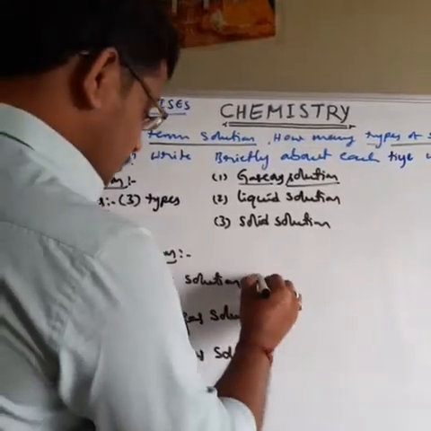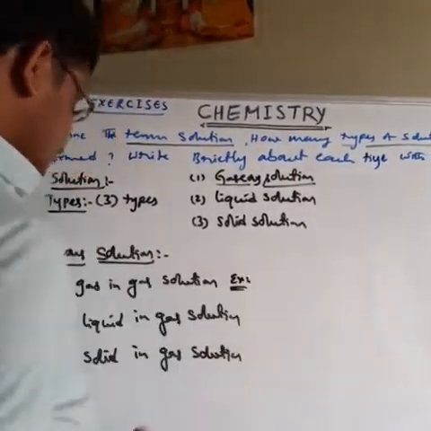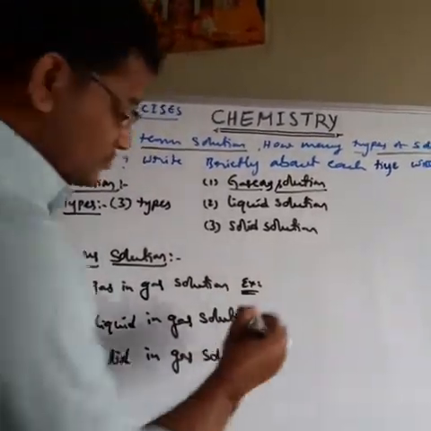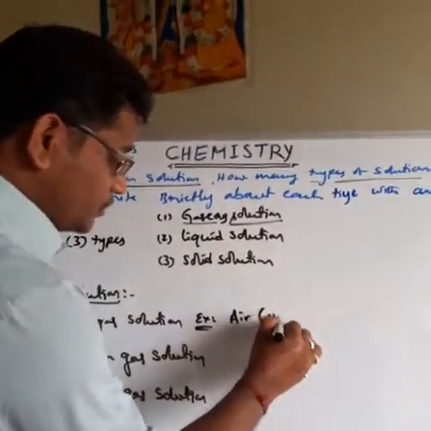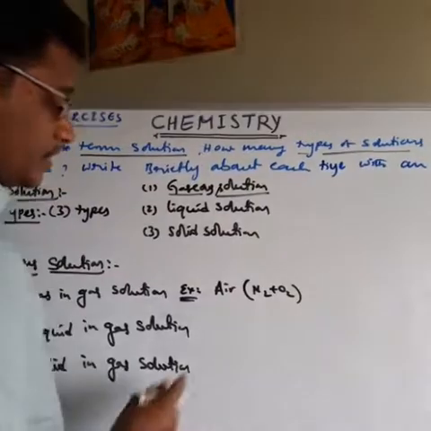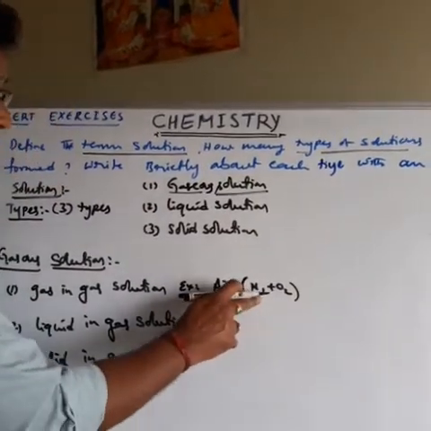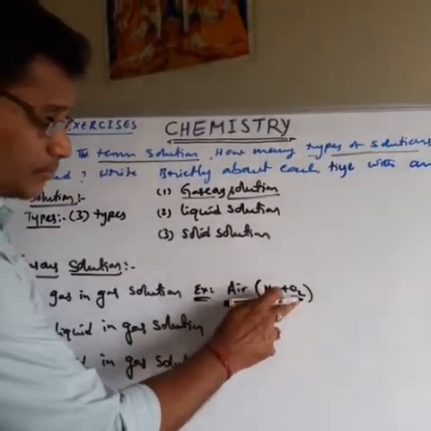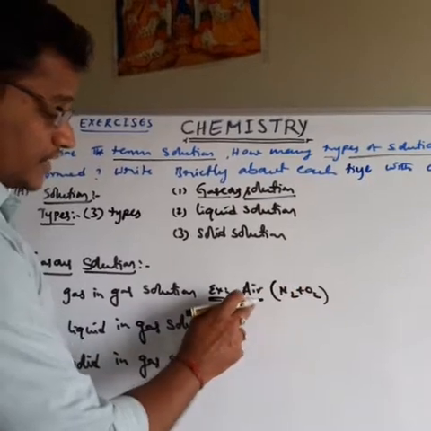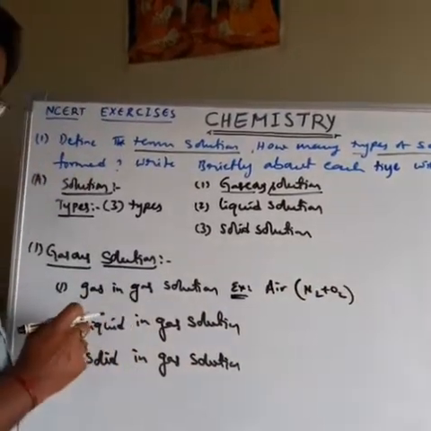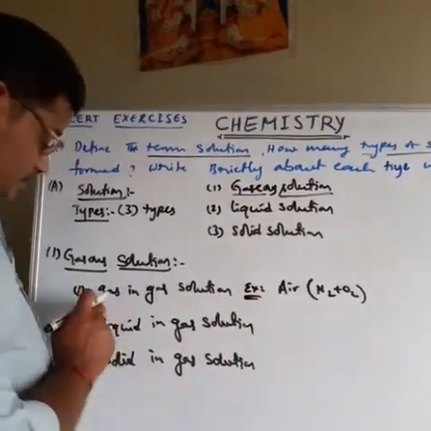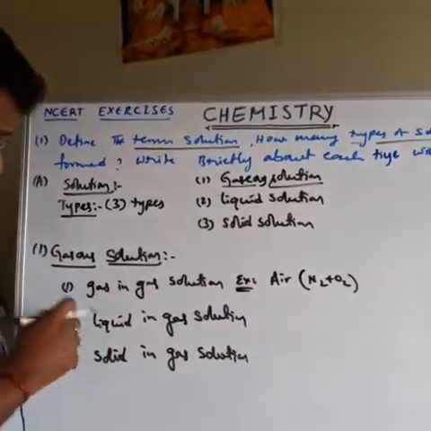What is the example for gas in gas solutions? Air. Air contains a mixture of N2 plus O2. Here N2 is the more abundant component, the solvent, and oxygen is the less abundant component, the solute. Both solute and solvent are in the gaseous state. That is why air is an example for gas in gas solution.